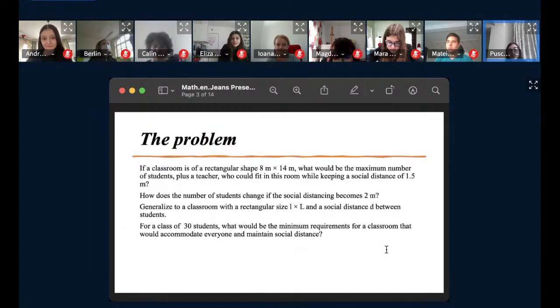So in this problem, we have a rectangular shape, and we had to find out the maximum number of people, students, plus a teacher who could fit in the classroom while keeping a social distancing. Now my classmate Andrea will explain the solution of the problem for you.